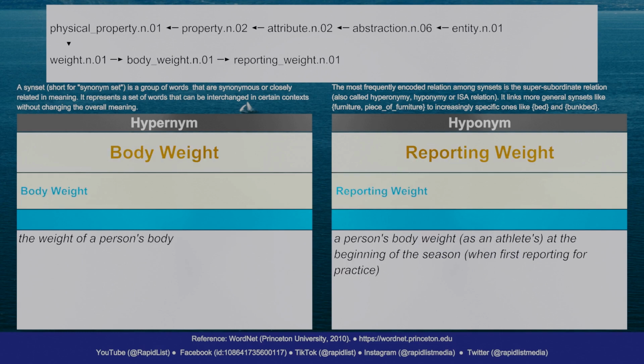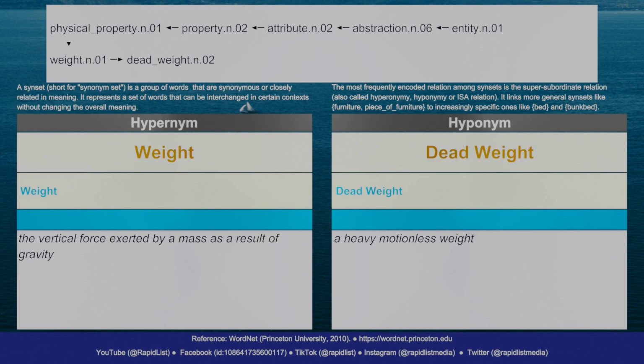Reporting weight. A person's body weight, as an athlete's, at the beginning of the season, when first reporting for practice. Dead weight. A heavy motionless weight.